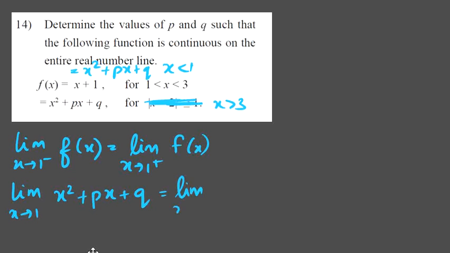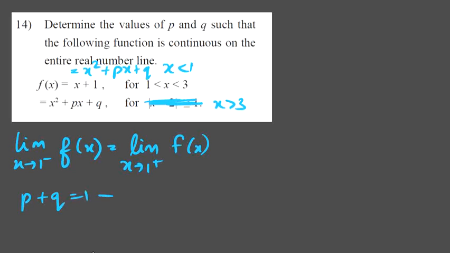And limit of x tends to 1. For the right hand limit, that is for x greater than 1, the function is x plus 1. To evaluate the right hand side, we can just put x as 1. So the right hand side will be 1 plus 1, which is equal to 2. On the left hand side, put x as 1. So this term will be 1 plus p plus q. So when that 1 goes on the right, we have p plus q equal to 1, and that is equation 1.